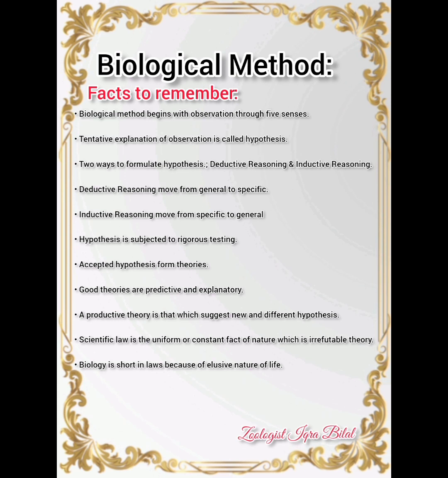Accepted hypothesis form theory quite simple. Good theories are predictive and explanatory. A productive theory is that which suggests new and different hypotheses. Scientific law is the uniform or constant fact of nature which is irrefutable or unchangeable theory. Biology is short in laws because of elusive nature of life, which is changeable.